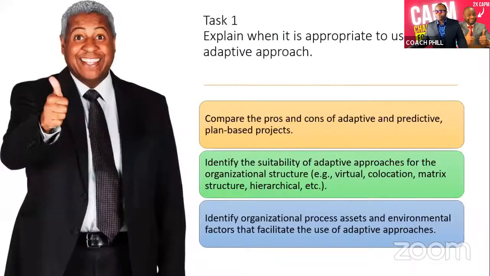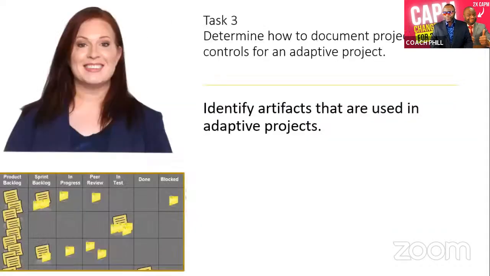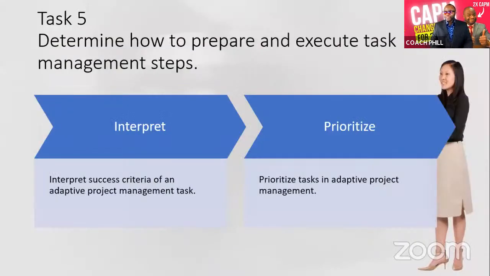Task 1, explain when it is appropriate to use an adaptive approach. Compare the pros and cons of adaptive and predictive. Again, very well covered in the Agile practice guide on page 14. Task 2, determine how to plan project iterations. Again, really well covered in the Agile practice guide, so you may be referring to that a lot more. Task 3, determine how to document project controls for an adaptive project. In other words, identify the artifacts that are used. Task 4, explain the components of an adaptive plan. Distinguish between the components of different adaptive methodologies, Scrum, XP, and so on. Task 5, determine how to prepare and execute task management steps.